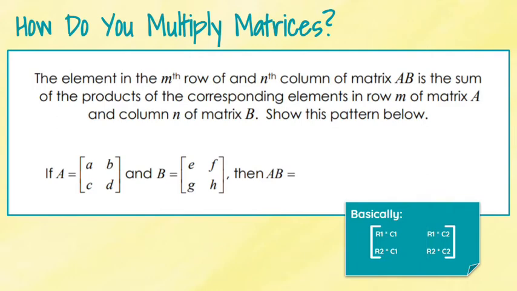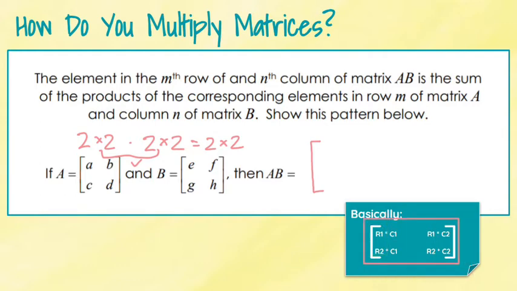Okay, so what I want to show you is going to look like what I've done down here. We have a 2 by 2 matrix times a 2 by 2 matrix. These are the same, so we can multiply them, and our answer will be another 2 by 2 matrix. So we're going to start by making a bracket, and we're going to have 4 spots here. It's a 2 by 2, so there will be 4 elements. The first element is going to be row 1 times column 1. So this is what our answer will look like.